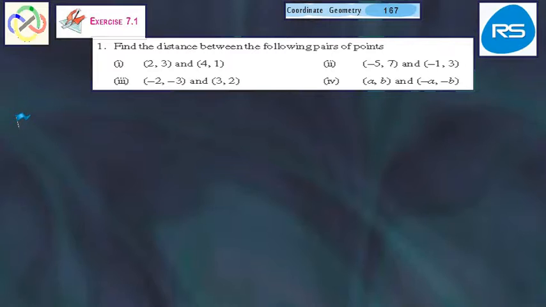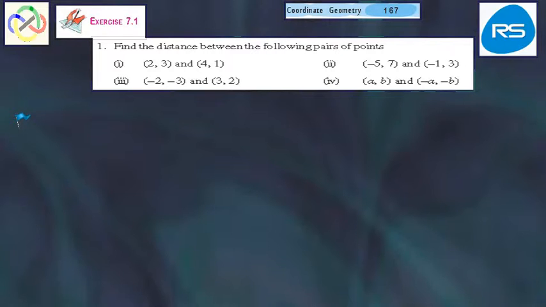Today we are in coordinate geometry, solving question number 1 from exercise 7.1. So this is the question on distance between 2 points. Find the distance between 2 points.